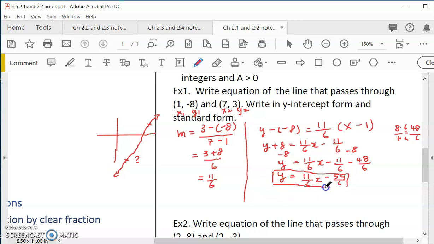You can graph it, right? And then you have to write it in standard form. What is standard form? Standard form means all of the coefficients have to be integers. So to do that, I multiply every side by 6. So 6y will equal 11x minus 59. And then I want my x coefficient to be positive. So I would write 11x minus 6y.